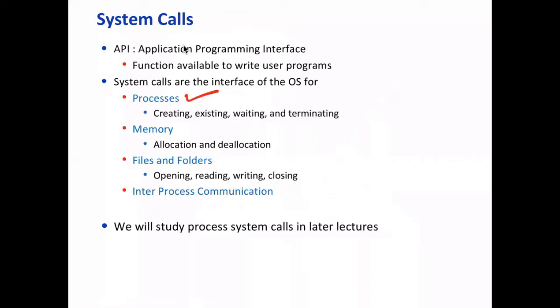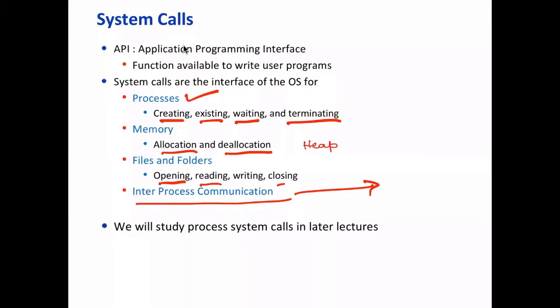For process-related system calls, for creating a process or exiting a process, waiting, terminating. Memory allocation, deallocation, which could be related to the heap. Similarly, files and folders, file-related system calls like opening a file, reading a file, closing a file, writing a file, etc. And inter-process communication. We will study inter-process communication in detail after a few classes.